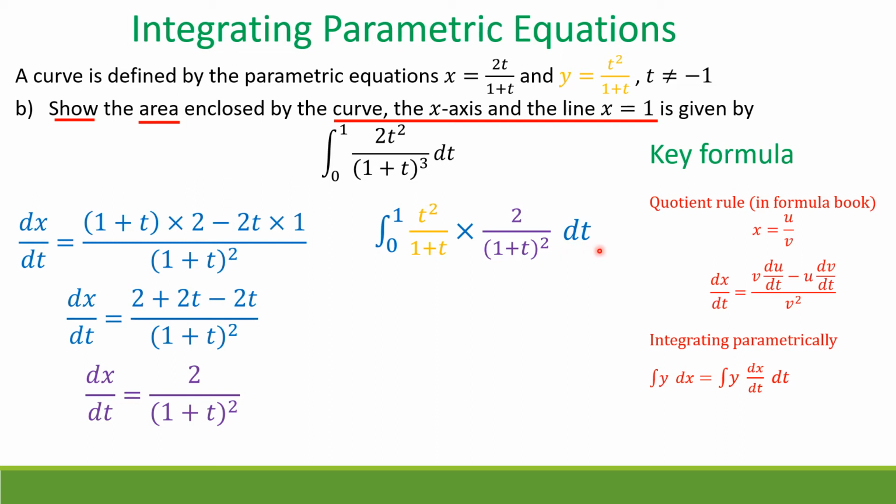From here, I'm just going to tidy up. So 2 times by the t squared is just 2t squared, which is what my numerator is. And my denominator is 1 plus t times by 1 plus t all squared, which will give me 1 plus t all cubed. Therefore, we have shown how to answer this question, and we've shown that the area between the curve, the x-axis, and the line x equals 1 is given by this formula.